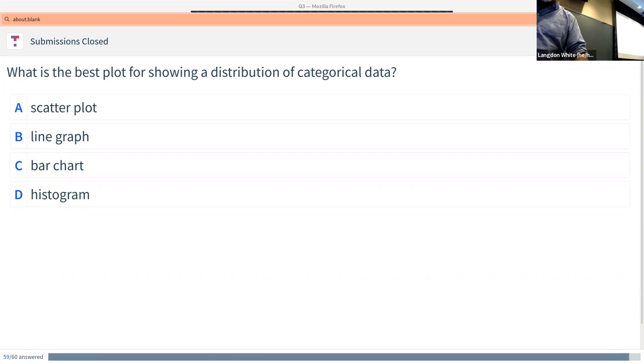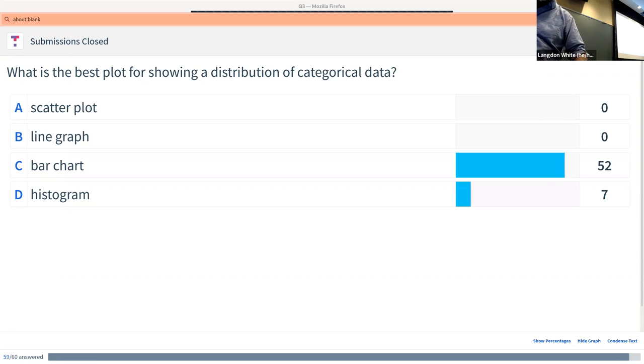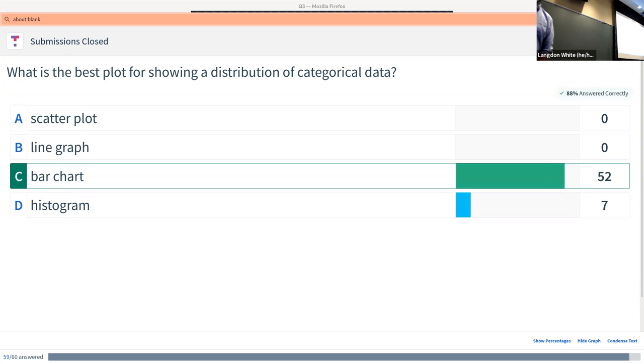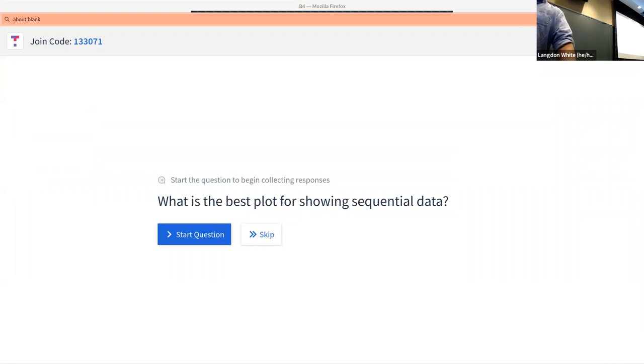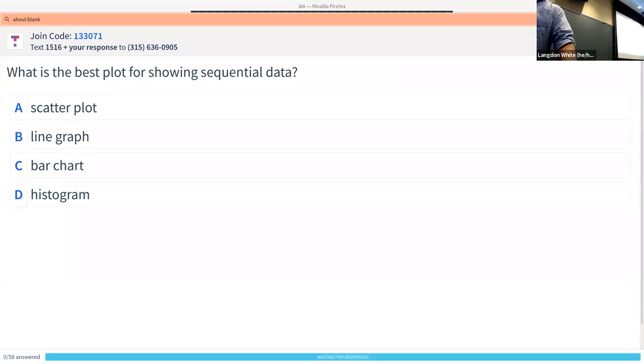Almost everybody, sorry, one person was still typing. Okay, so correctly, it is a bar chart. And we have horizontal bar charts and we have vertical bar charts, but it's a bar chart. Then we have another question. What's the best plot for showing sequential data?